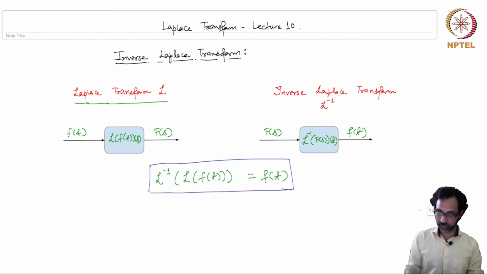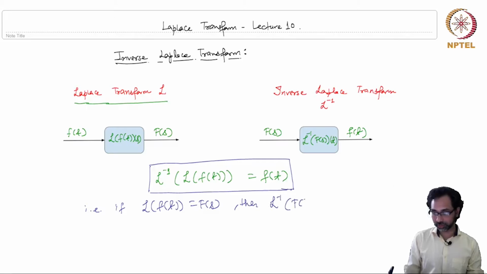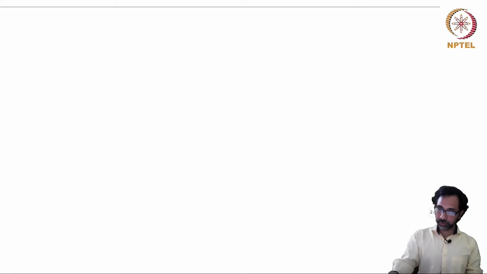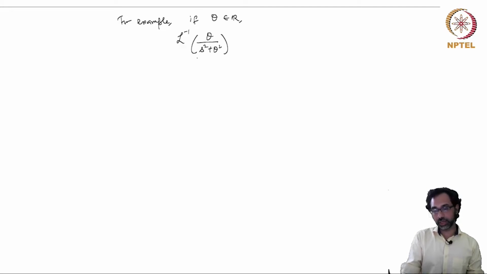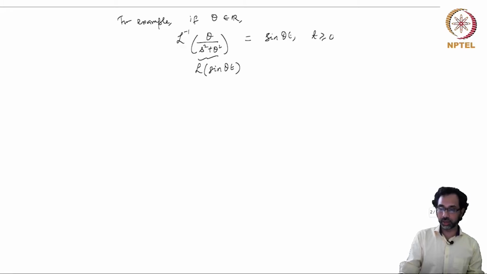So in other words, this means that if the Laplace transform of a function f(t) is equal to F(s), then the inverse Laplace transform of F(s) is the function f(t) defined for t greater than or equal to 0. So for example, if theta is a real number, then the inverse Laplace transform of theta over s squared plus theta squared, we know that this is the Laplace transform of sine of theta t. So the inverse Laplace transform of theta over s squared plus theta squared is equal to sine of theta t for t greater than or equal to 0.